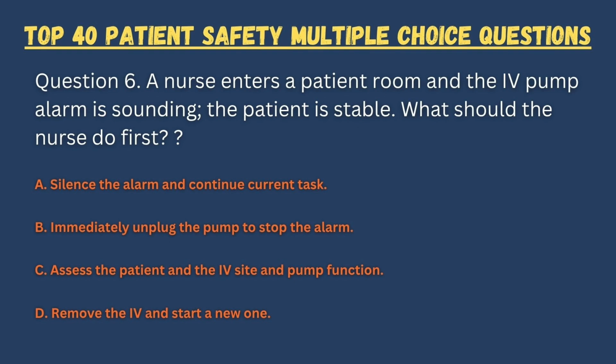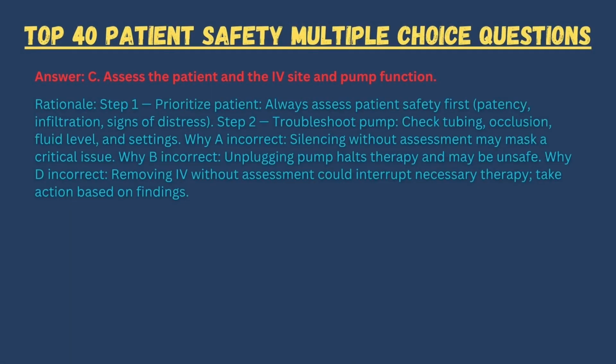Question 6. A nurse enters a patient room and the IV pump alarm is sounding. The patient is stable. What should the nurse do first? A. Silence the alarm and continue current task. B. Immediately unplug the pump to stop the alarm. C. Assess the patient and the IV site and pump function. D. Remove the IV and start a new one. Answer. C. Assess the patient and the IV site and pump function.